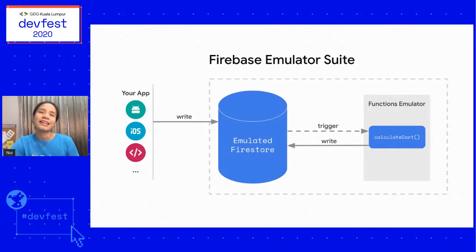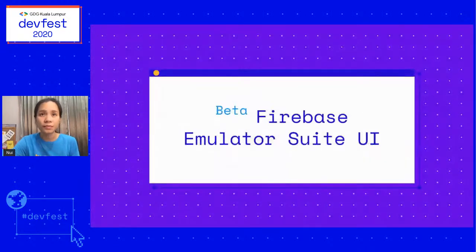From this picture, you can see that everything runs on your local machine, and every product works together. It's not that we can only test individual products; we can integrate everything and test our whole Firebase app locally.